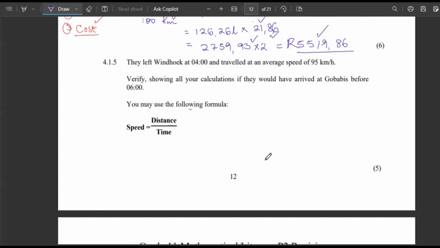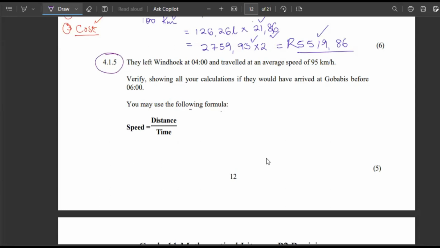Yes, when it comes to this now, here we go. We are looking at question number 4.1.5. We are looking at this question here. They say they left Windhoek at 4 a.m. and traveled at an average speed of 95 kilometers per hour. Verify, showing all calculations, if they would arrive at Gabits before 6.